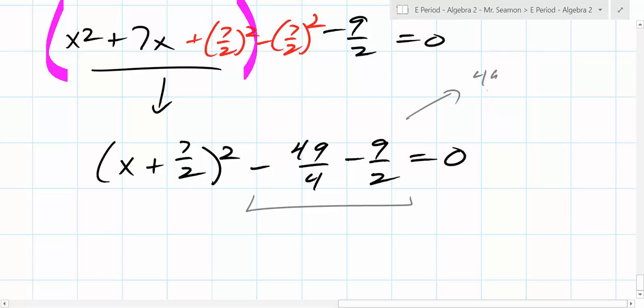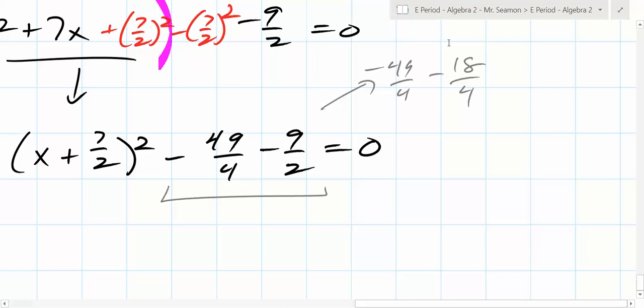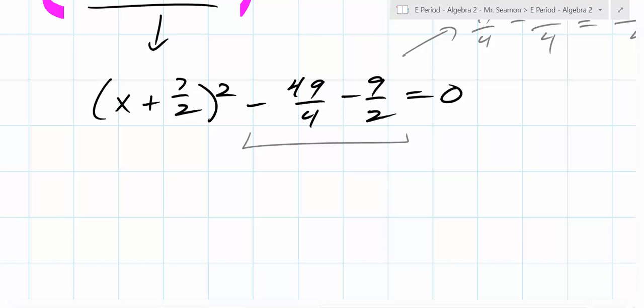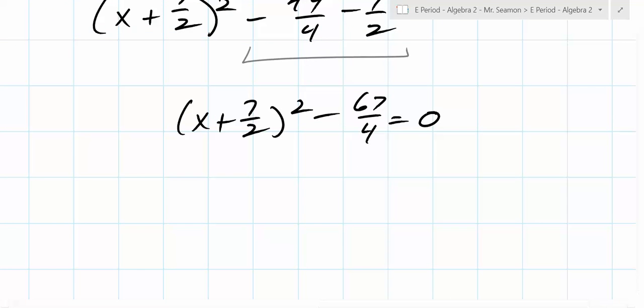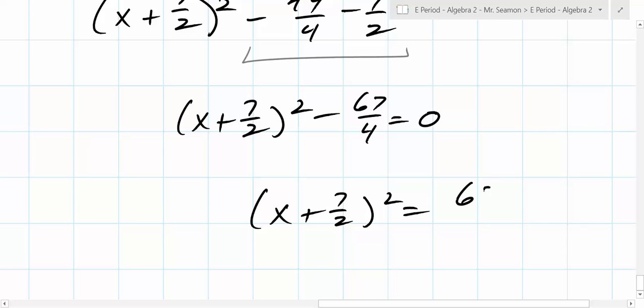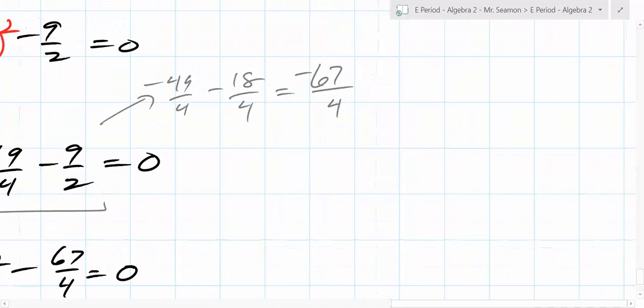So it's 49 over 4 minus 18 over 4. So what's that going to be? Something over 4. Correct. I like the specificity. Something over 4. Negative 67. So what do you end up with? X plus 7 over 2 squared minus 67 over 4 equals 0. And now you're home free, right? It's 67, because negative 49 minus 18 is going to be negative 67.